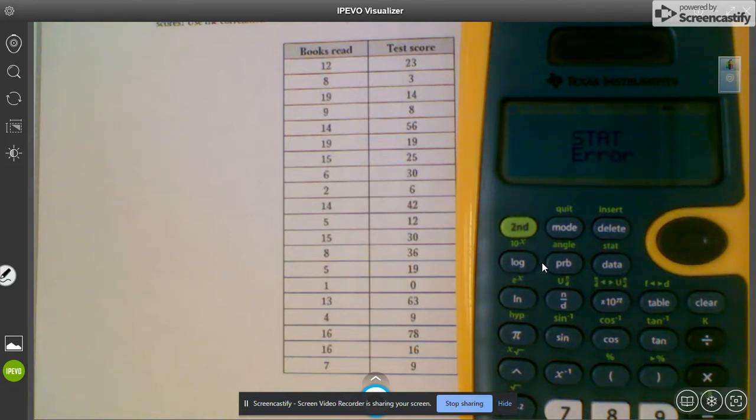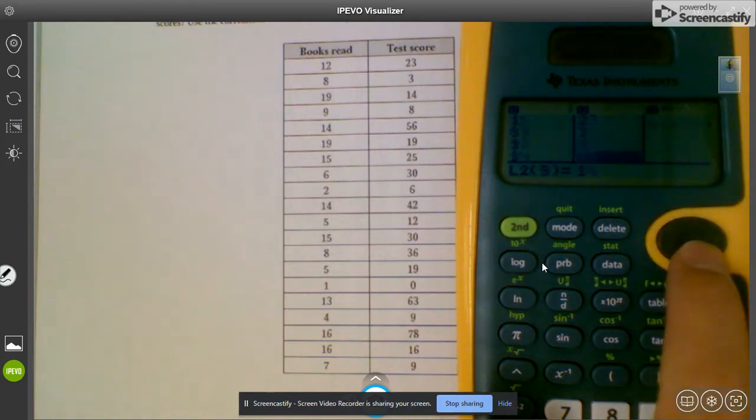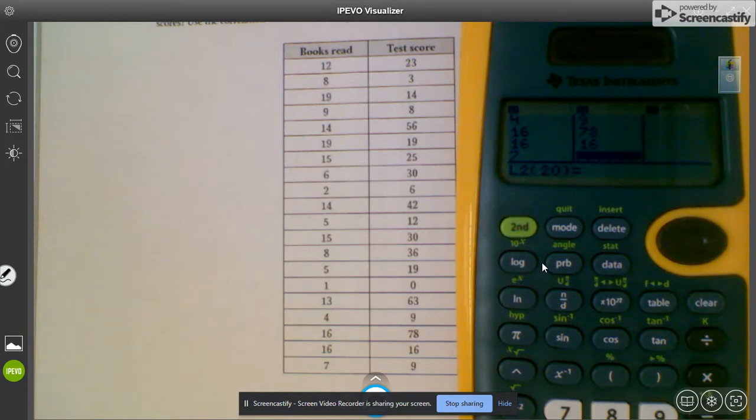What? Stat error? What does that mean? That means that somewhere in here you don't have the same number of numbers. You have to have the same amount of X's as you do Y's. And as I was telling you, I intentionally left one out. I left out 9 so that I could show you that.